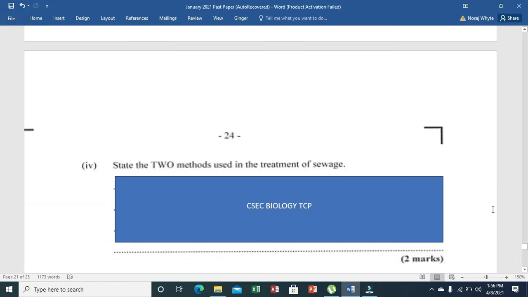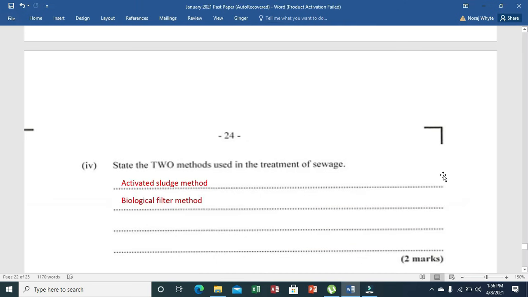Here we go. State two methods used in treatment of sewage. So two methods used in the treatment of sewage. This is going to be easy. It is always on your multiple choice paper. It is going to be activated sludge method and bacterial filter method.